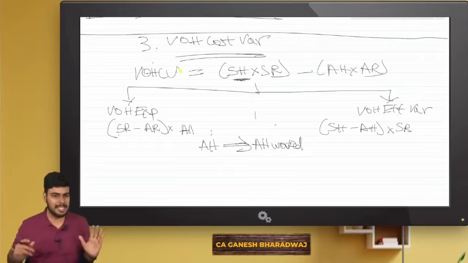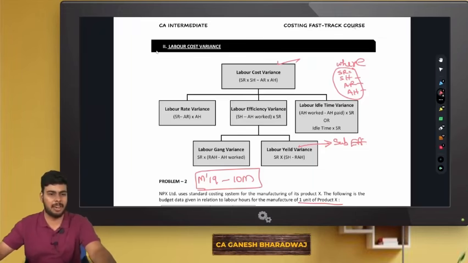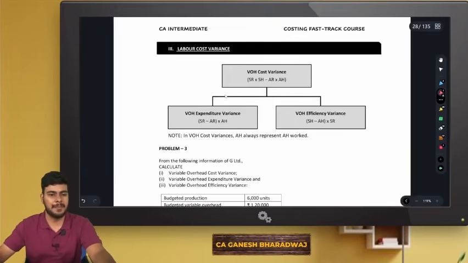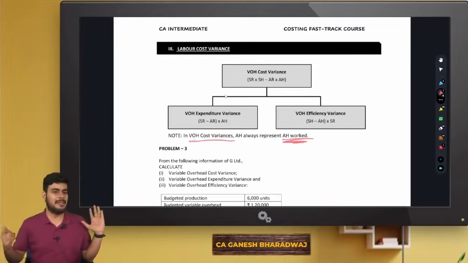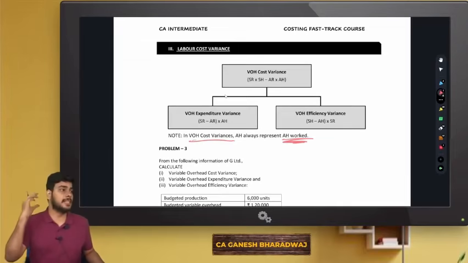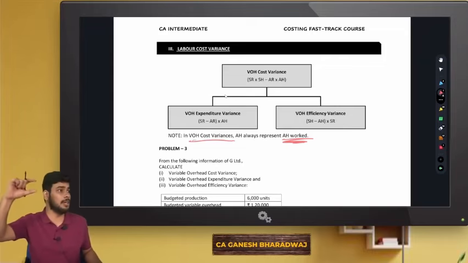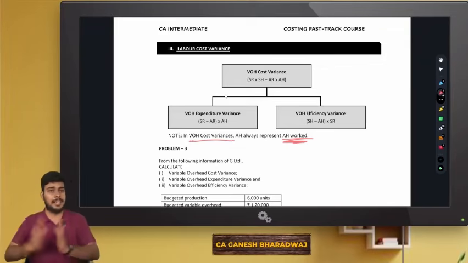Fine. Done with this. This exact same thing, I think I've given it already in your material, along with the variable overhead cost variances. AH always represents AH worked. Shall we directly get into one small sum and finish this off? Quickly, let's finish it off, and then the balance time I want to spend on your fixed overhead variance. After that, this chapter will get over.